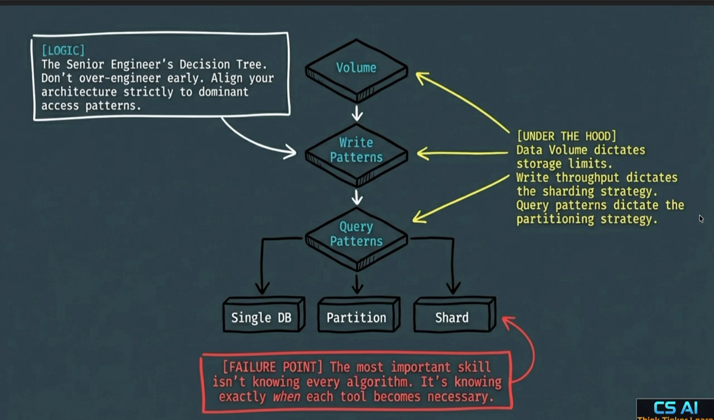The failure point emphasizes the most important skill isn't knowing every algorithm. It's knowing exactly when each tool becomes necessary. This strategic thinking is key to building resilient and scalable data systems.